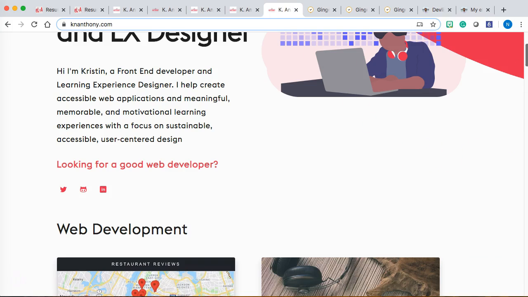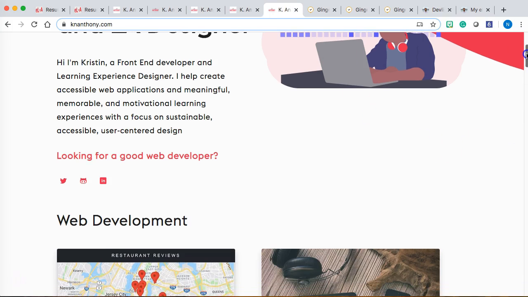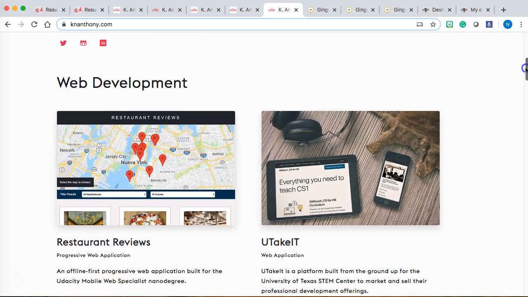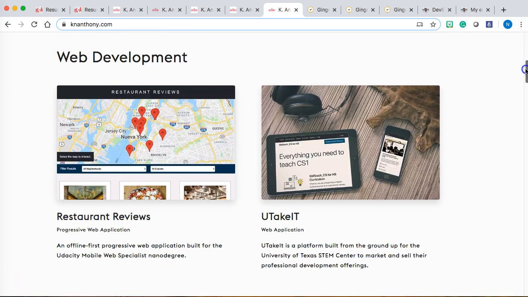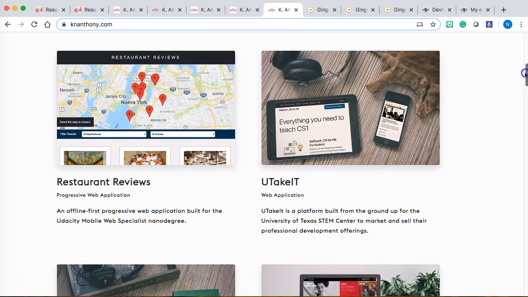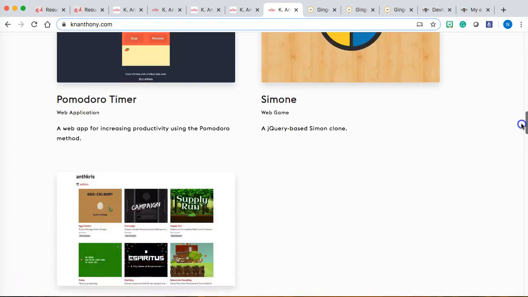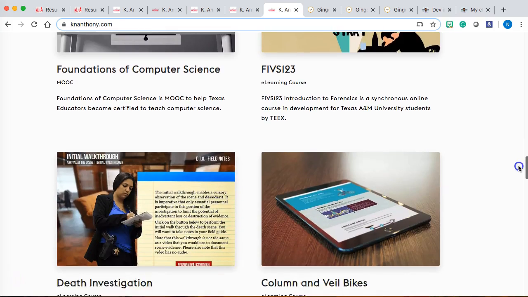At the lower portion of her home page, she has thumbnails to links for examples that are categorized by content type, such as web development skills and learning experience design.